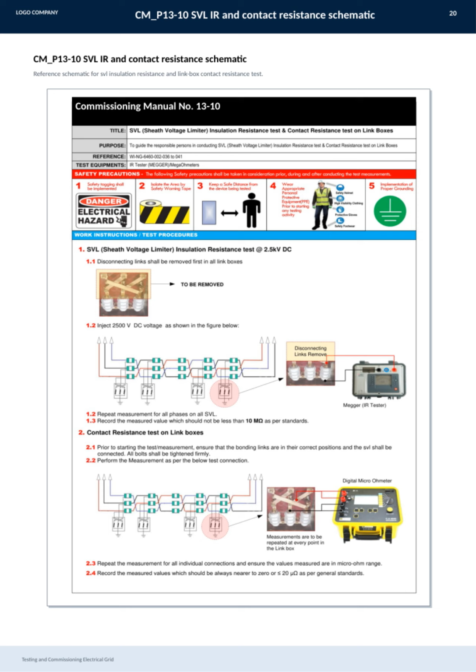Here we have the reference schematic for the SVL insulation resistance and link box contact resistance test. This diagram is essential for understanding how to properly carry out these tests during the commissioning process. The insulation resistance test ensures that the electrical components are properly isolated and safe to operate, while the contact resistance test checks for any potential issues in the connections that could affect performance. Following this schematic carefully helps maintain system reliability and safety, as outlined in Commissioning Manual Number 13-10.